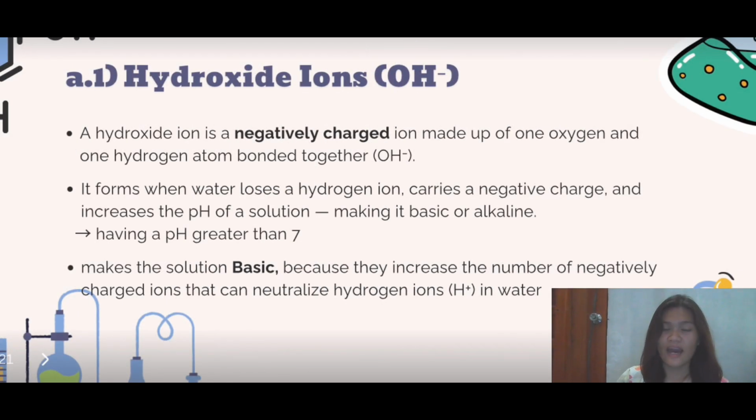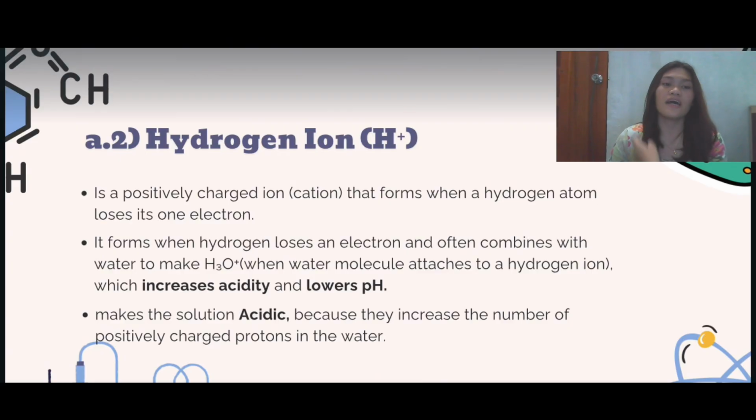So, what is a hydroxide ion? A hydroxide ion is a negatively charged ion made up of one oxygen and one hydrogen bonded together. It forms when water loses a hydrogen ion, carries a negative charge, and increases the pH of a solution, making it basic or alkaline. It means having a pH greater than 7. It makes the solution basic because they increase the number of negatively charged ions that can neutralize hydrogen ions in water.